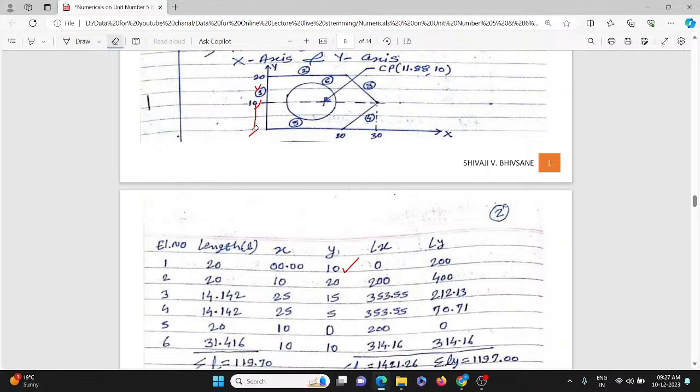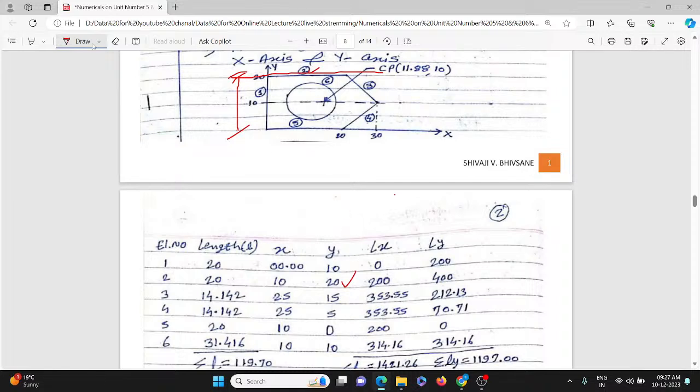Then consider the next element, that is element number second, this one. So where will the centroid be as far as this second element is concerned? It will lie on this particular line. So what is the distance of this particular centroid from the x-axis? This is the distance. So how much is it? It is 20. Okay. So that distance is nothing but 20.